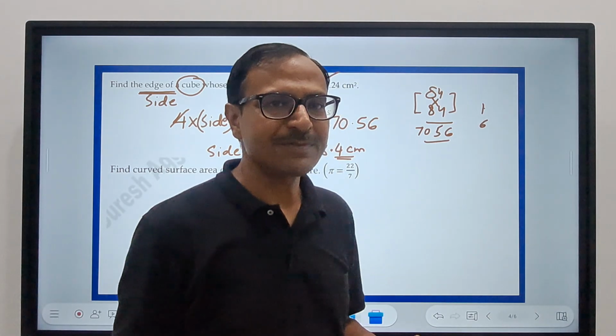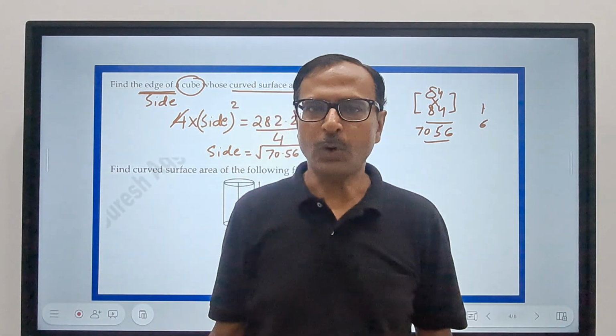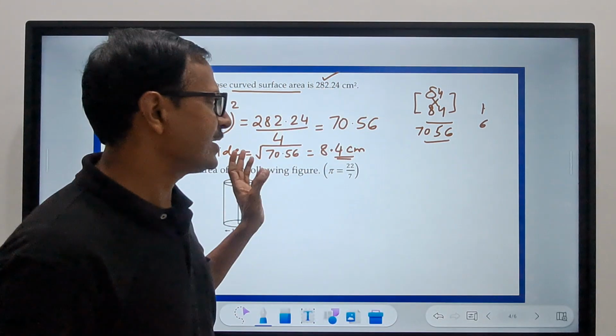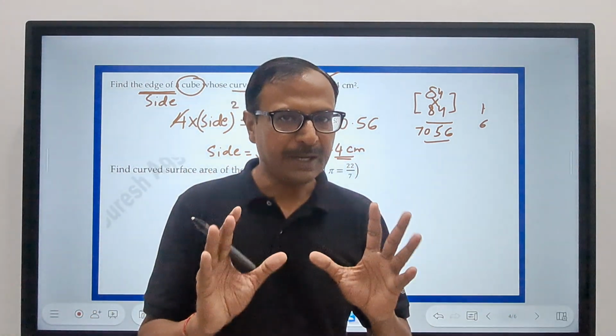Knowing the squares of some numbers, at least the 2-digit numbers, is a very very important skill, and if you know the squares of 2-digit numbers, most of the problems will be calculated in mind only.